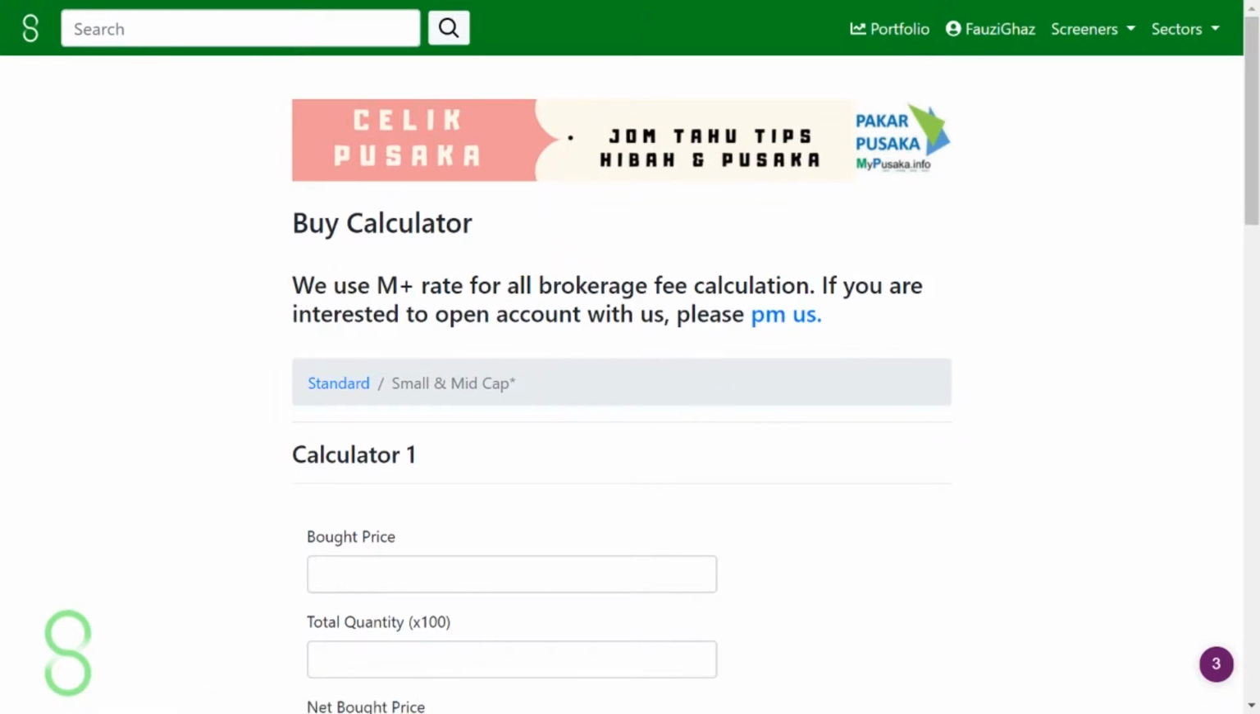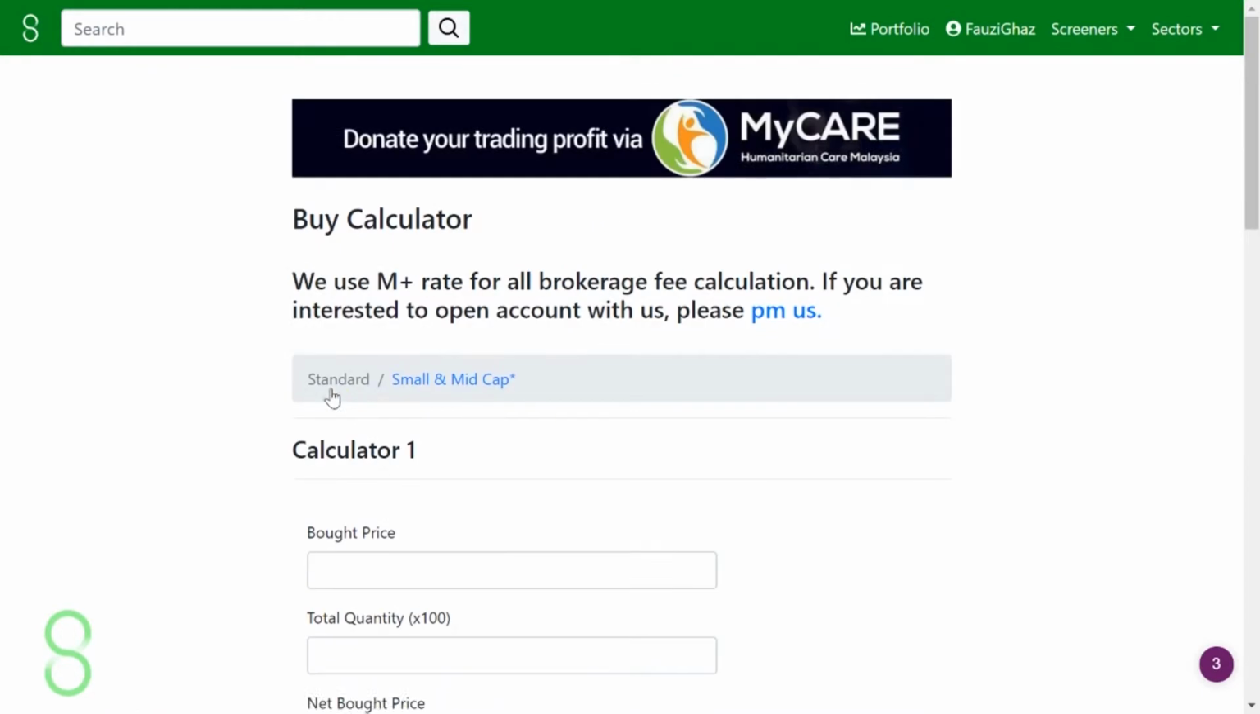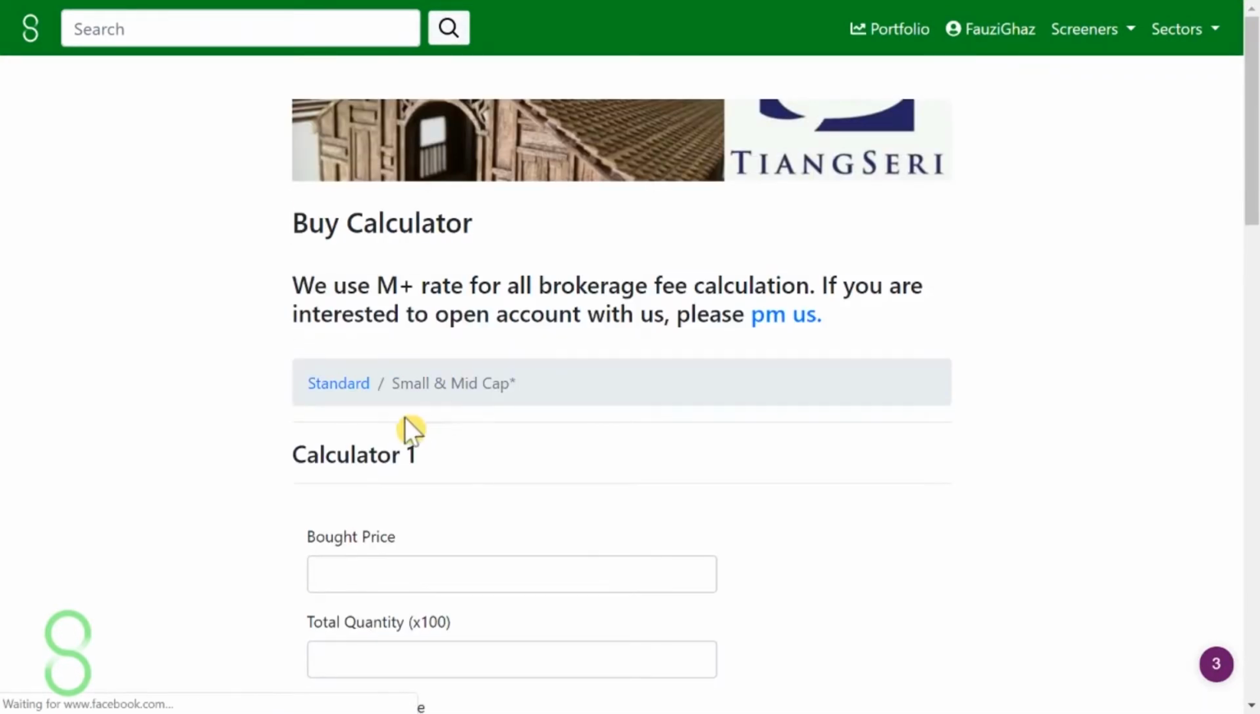One thing you need to remember is that the buy calculator uses M+ rates for all brokerage fee calculations. Furthermore, we have standard and also small mid-cap. If you're choosing a current share that is in small mid-cap, please select that, and if you have something that is standard, please select that. The difference is that small and mid-cap shares do not have any duty stamp.